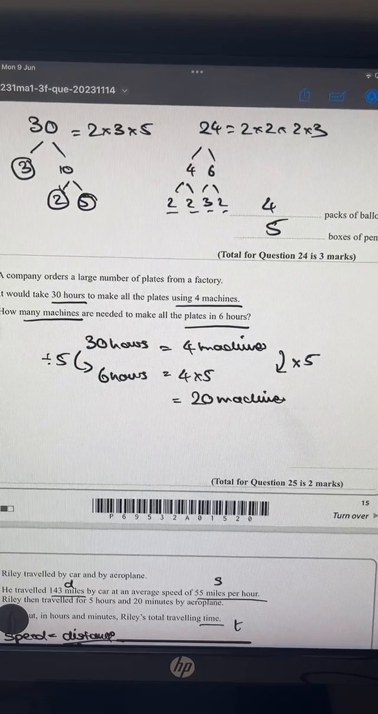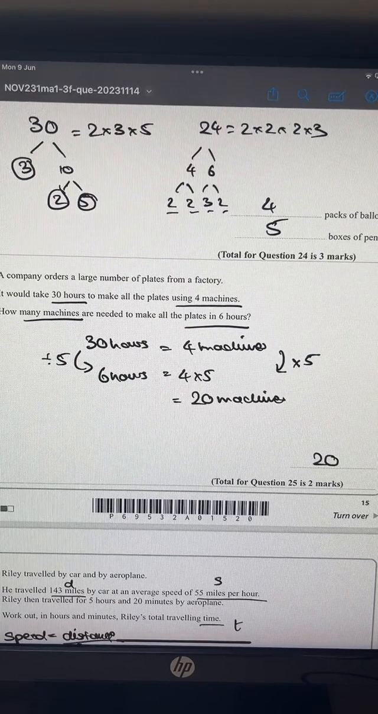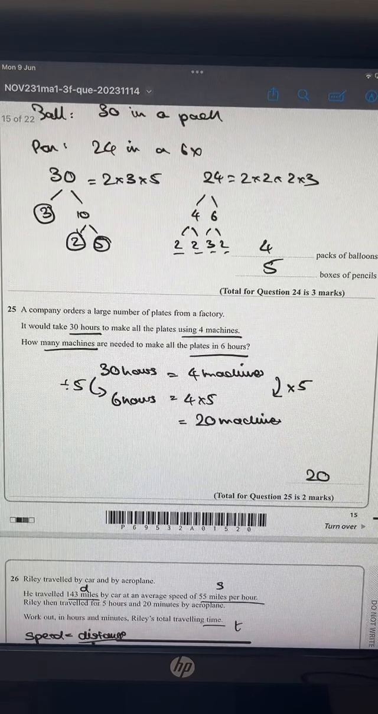So they need 20 machines to make the same number of plates. As one increases, the other decreases. For these types of questions, just kind of logic it through. Just think, okay, if I have less time, if I need to make it faster, am I going to have more or less machines? I'm going to have more machines, right? If I'm making the same number of plates.